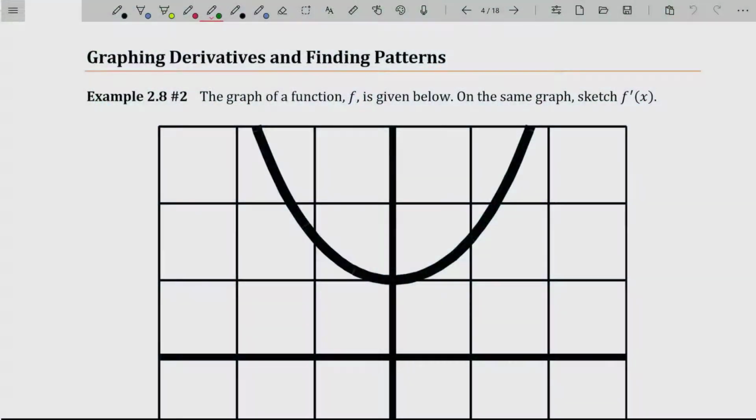Hello, my name is Roy Simpson, professor of mathematics at Cosumnes River College in Sacramento, California. This video is a continuation of derivative as a function. So you have just been introduced to the limit definition of the derivative as a function. And now we're diving into just graphing derivatives and finding patterns.